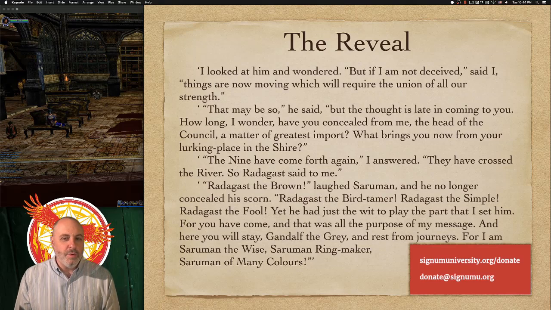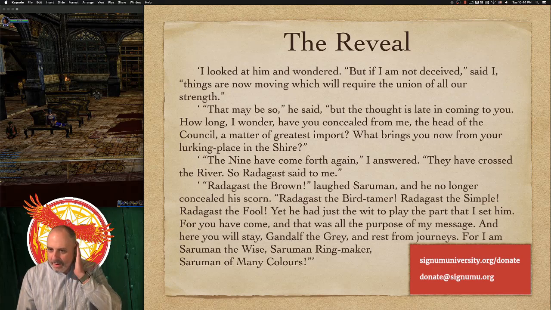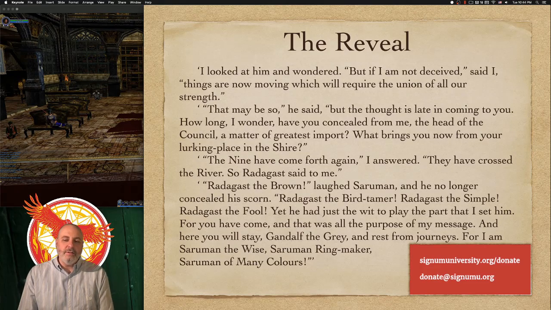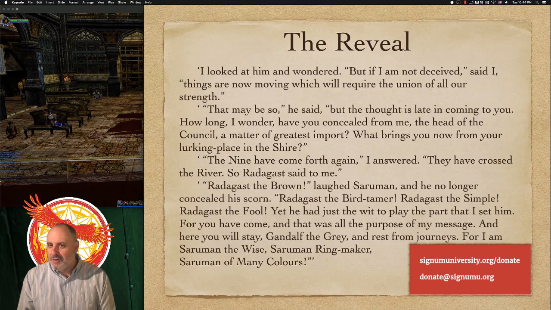How long, I wonder, have you concealed from me, the head of the council, a matter of greatest import? What brings you now from your lurking place in the Shire? Now Gandalf has to be extremely alarmed, right? Alarmed for multiple reasons. He knows. He's got to know, right? Gandalf has to know at that point that Saruman knows or has guessed that Gandalf knows where the One Ring is. What other matter of greatest import?